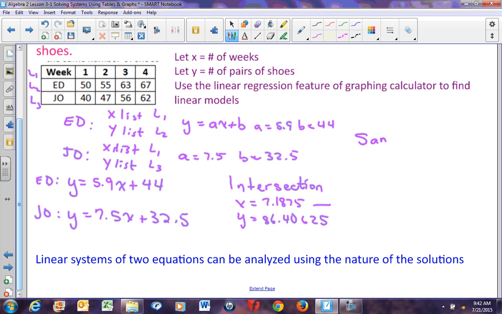Okay, so the same number of shoes in the 8th week, and they will sell about 86 shoes, or 86 pairs.